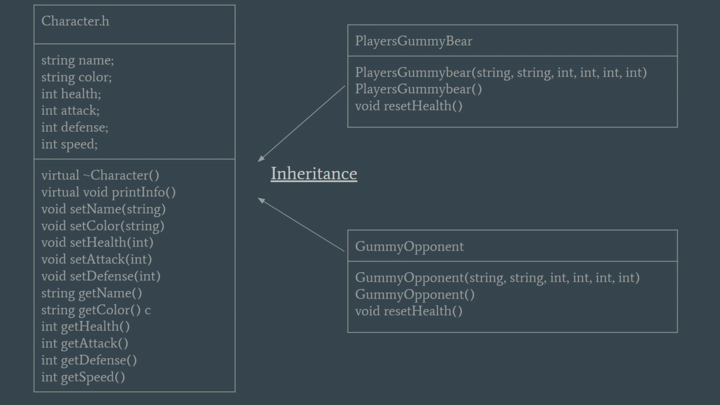Then I have two of the child classes: the player gummy bear, which is the main player's character, and the gummy bear opponent, which is the opponents you will end up facing in the ladder system. Of course, there is an inheritance relationship, well, two of them inheriting from the character class.